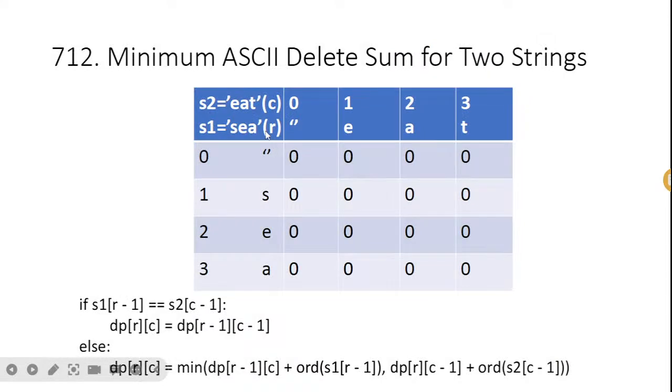As we can see from here, we have two strings. S1 is SEA, S-E-A. S2 is EAT, E-A-T. We just want to make those two strings equal and calculate the minimum operations for deleting from S1 or deleting from S2 to make them equal. Now let me explain how we're going to do that.